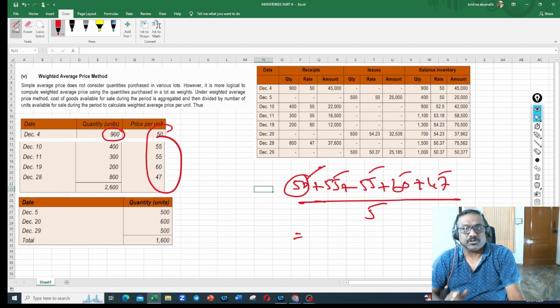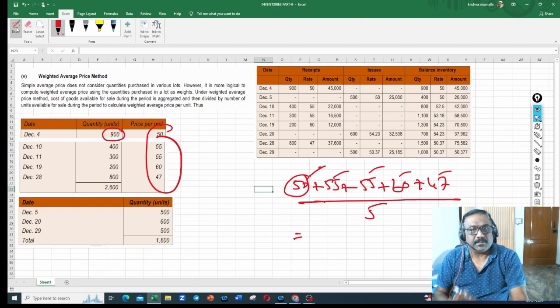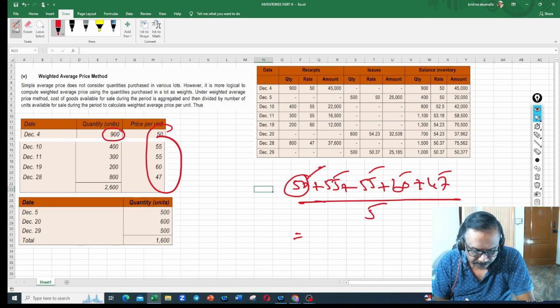How the weighted average price has to be calculated, I am going to explain with the example now, so that it will be very, very clear for you. But before getting into that, let us understand the definition.